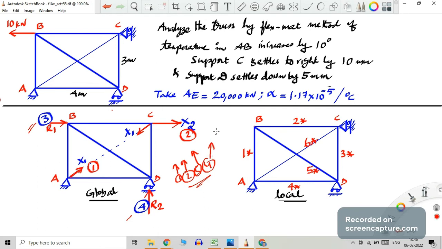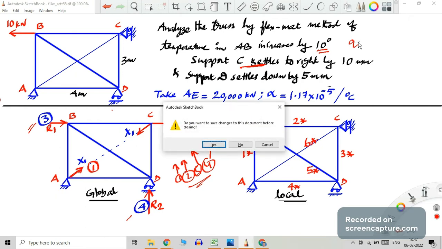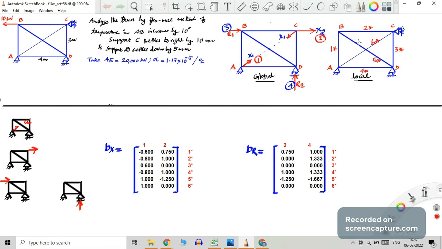Now, what about support settlement of C? You can take it in small x2. What about temperature 10 degree? That you can take it in small q. So every arrangement is made to accept those initial or whatever loading. So that is also a general principle. There is nothing new or specific to this problem.